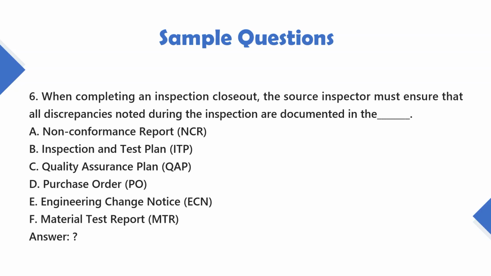6. When completing an inspection closeout, the source inspector must ensure that all discrepancies noted during the inspection are documented in the blank. A. Non-conformance report, NCR. B. Inspection and test plan, ITP. C. Quality assurance plan, QAP. D. Purchase order, PO. E. Engineering change notice, ECN. F. Material test report, MTR.